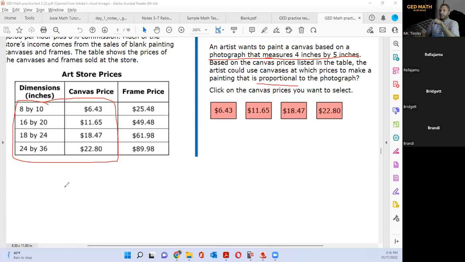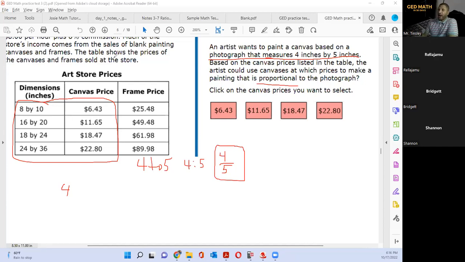So 4 by 5 inches. Remember, I always said you can use a ratio. You can think of a ratio using the word to. So you can say 4 to 5. You can look at it as 4:5, or you can look at it as 4/5. Those are the three ways. Now, in order to do computations, you have to think of it as a fraction. Does everybody understand that? Yeah.